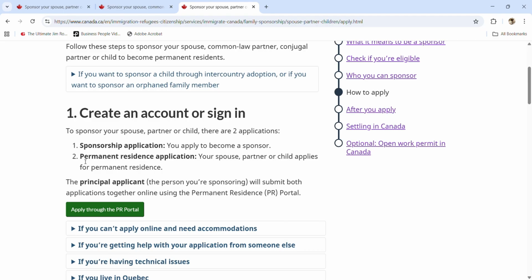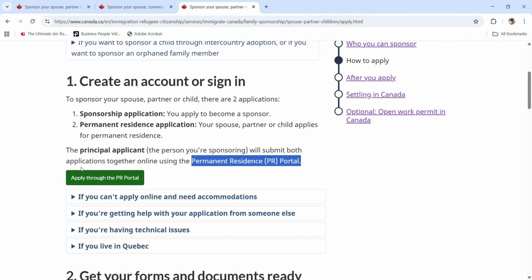And then the second application is the permanent resident application. Your spouse or partner or child applies for permanent residence. And the principal applicant, that is the person that you are sponsoring, will submit both applications together online using the permanent resident portal. Okay, so this one applies through the PR portal.